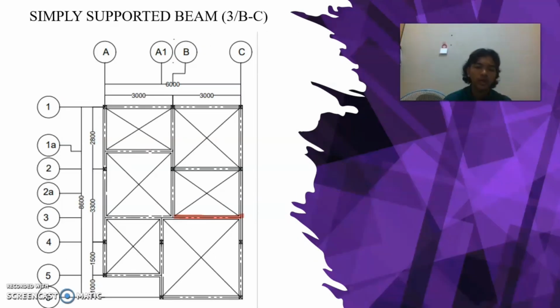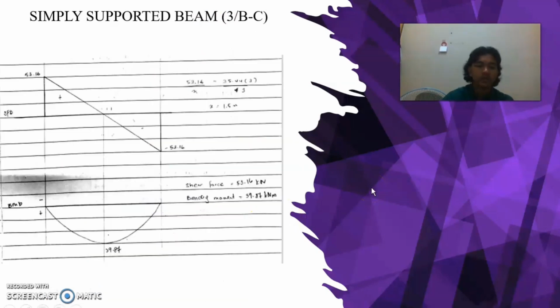For the simply supported beam, I have chosen the simply supported beam from the roof plan, which is the 3B until C, this span. So this is the shear force diagram and the bending moment diagram of the beam 3BC. So the maximum shear force is 453.16 kN, while the maximum bending moment is 39.87 kN meter.